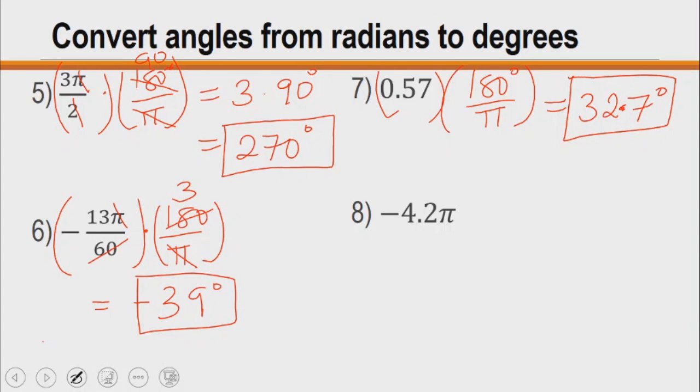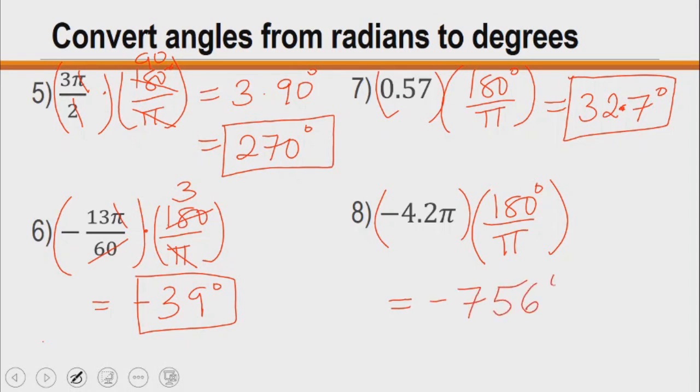Number 8 is negative 4.2 pi. Again, to convert this from radians into degrees, just multiply it by 180 degrees divided by pi. For this one too, you might want to use your calculator. If you do, you are going to get negative 756 degrees. And that is how to convert from either degrees to radians or radians to degrees.